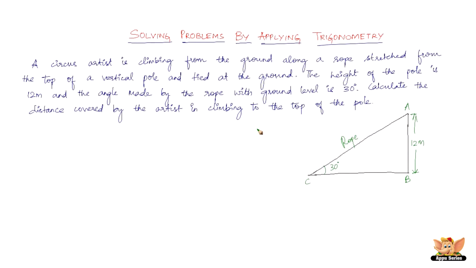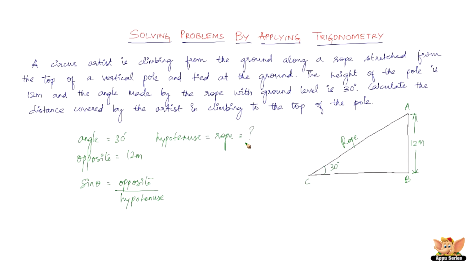So now let us see what is involved here. We've got the angle, which is equal to 30 degrees, and the length of the opposite side, which is 12 meters. We need to find the hypotenuse. So link the angle, opposite and the hypotenuse. Which one: sine, cos, or tan? It's definitely sine, because sine theta is opposite by hypotenuse. In the data we also note the hypotenuse is nothing but the rope, so we need to find the length of the rope.